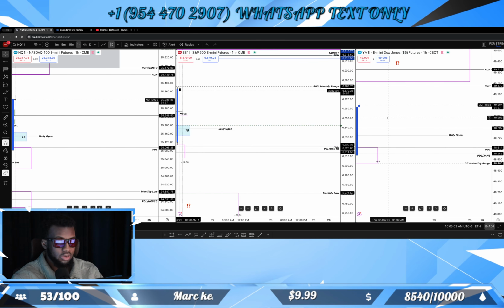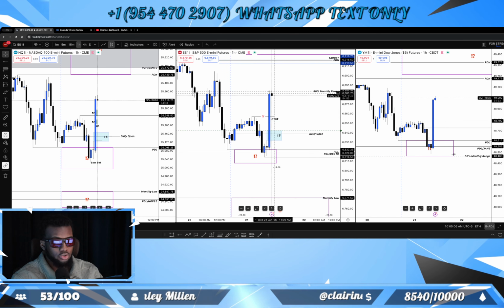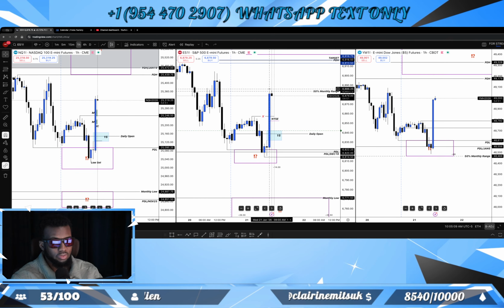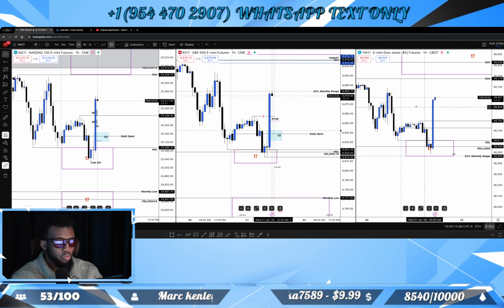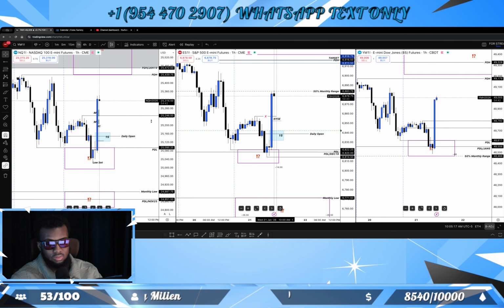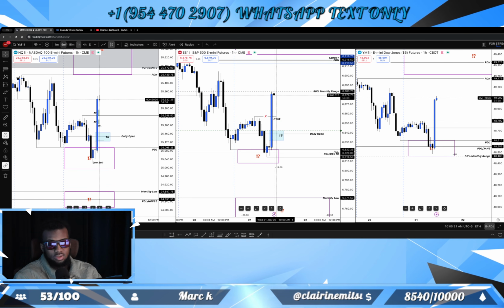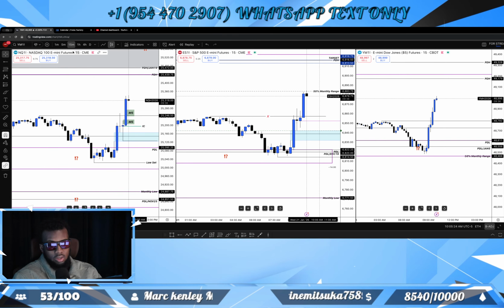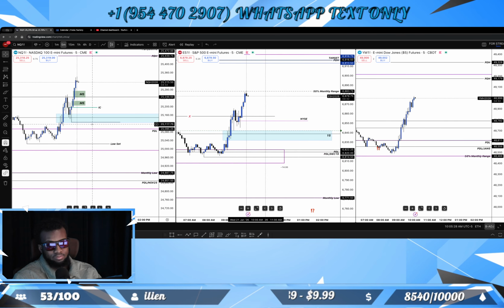Let me just take a look at the other indices. So ES right now is reacting from the 50% of the previous monthly range. YM keeps going higher, and that's all I want to see, bro. That's what I want to see. I don't want to see big retracement right now.